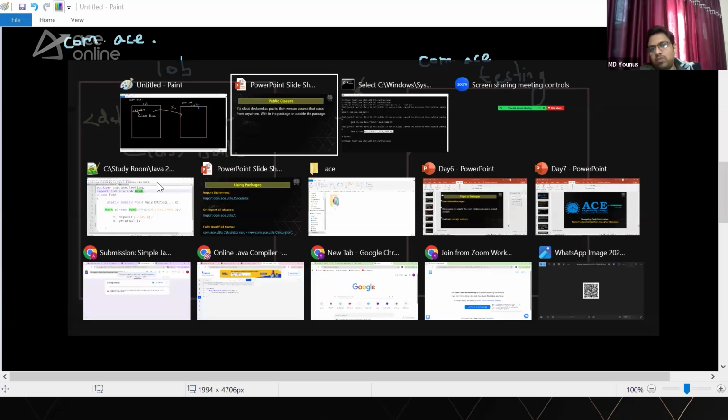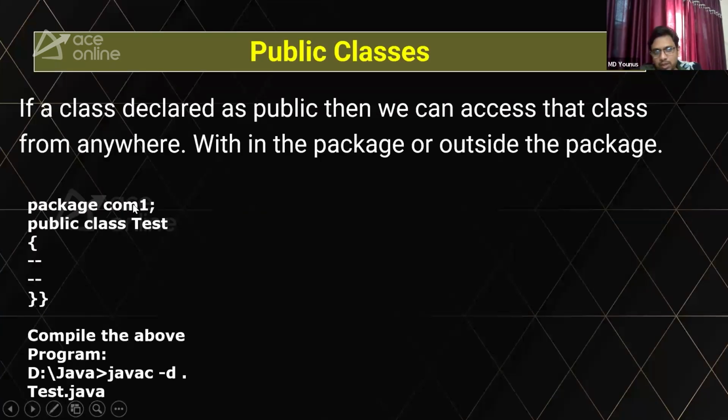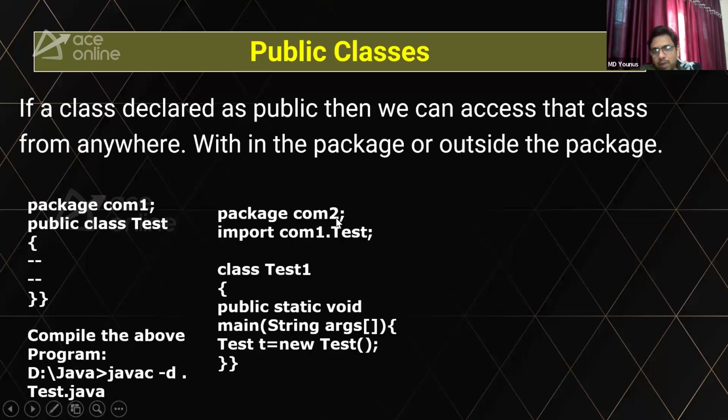So what we will do, we'll make the class public. You see in this example, let's say we have a package called com1. We have a public class test. We compile this code. Then we have a package com2, a different package. We are importing it and accessing it. It's allowed because the class is public. If the class is default, this program will not work.